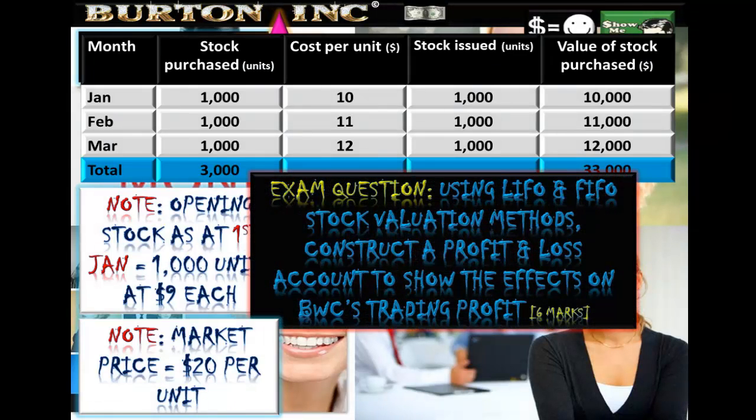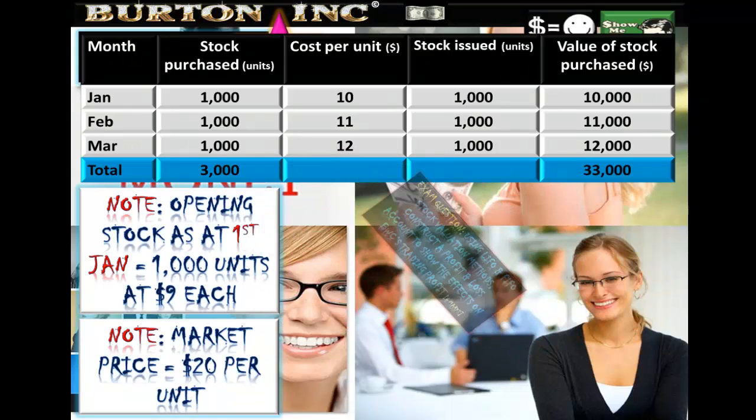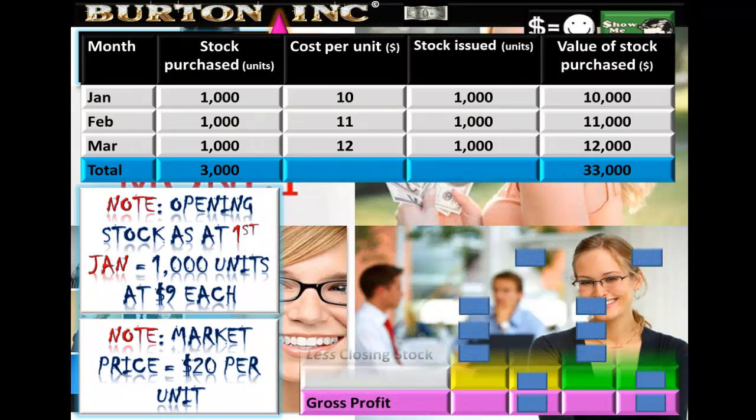So here is a typical exam question. Using LIFO and FIFO stock valuation methods, construct, yes, you may well have to construct a profit and loss account to show the effects on the trading profit. A 6-mark question, which is significant.